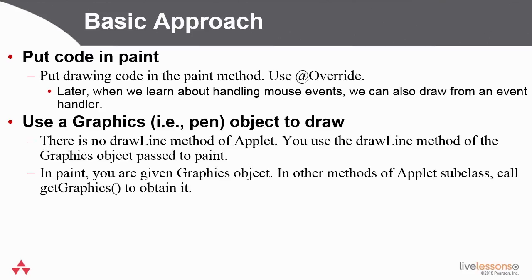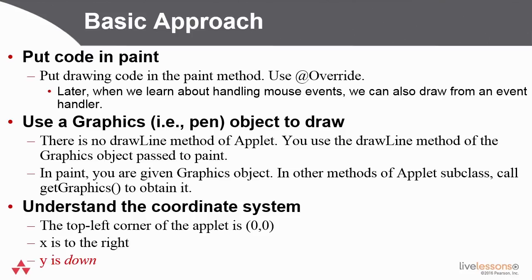You don't use the drawLine method of the applet class. There is no such method. You use the drawLine method of the graphics or pen object that's passed to the paint method. And as we'll see in the next lecture, you can also call getGraphics to get the graphics object anytime you want, like if you want to draw periodically or you want to draw when the user clicks the mouse.